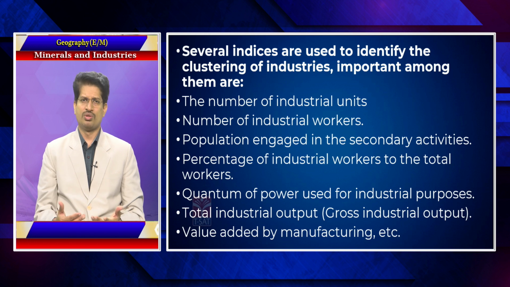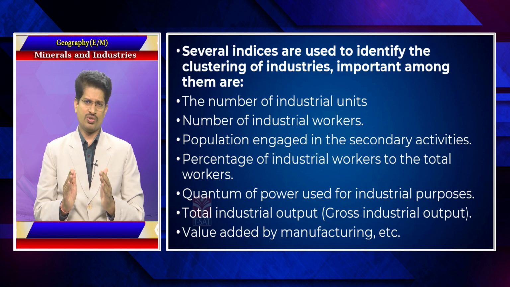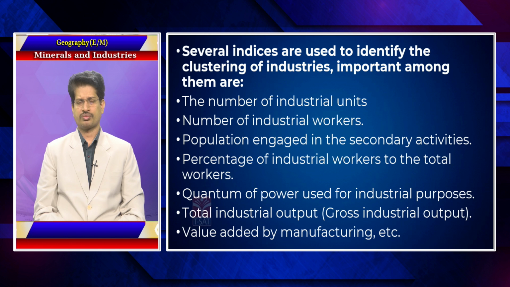The power being consumed can be for domestic purposes, the service sector, agriculture, or even the manufacturing sector. If the power being consumed is more for industries, it implies that the manufacturing sector in that particular region is dominating. Next is total industrial output. Out of the total output, the value of the manufacturing sector in that particular region can also be used to classify it as an industrial region.